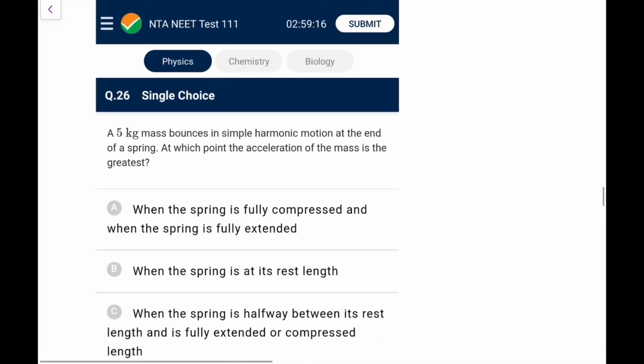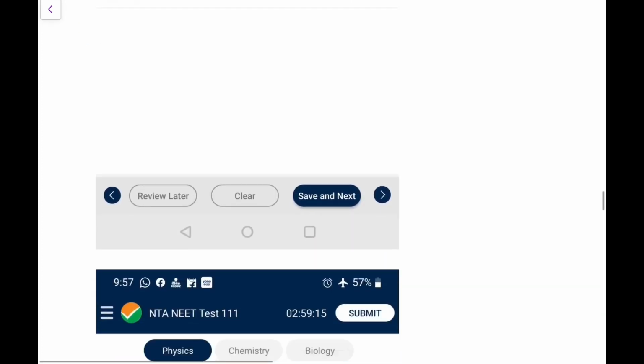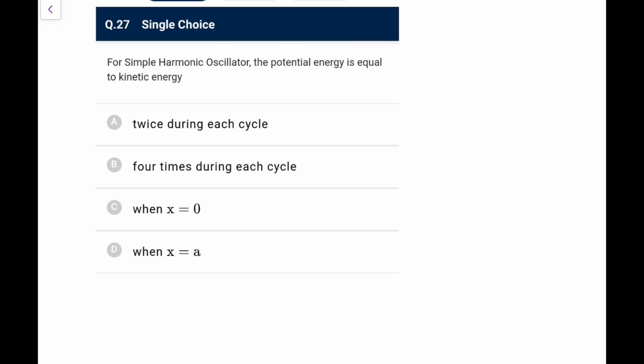Next, a 5 kg mass bounces in SHM at the end of a spring. At which point is the acceleration of the mass the greatest? Acceleration is greatest not at the mean position, where it is 0, but at the extreme. So when the spring is fully compressed and when the spring is fully stretched, that is the extreme position. Go for it. Next one, for SHM, the potential energy is equal to kinetic energy.